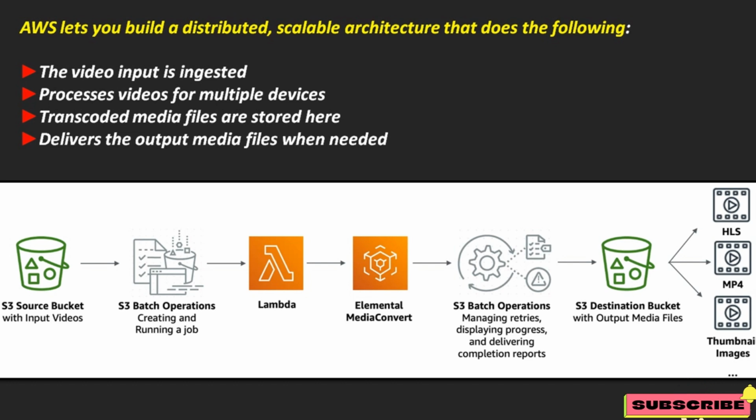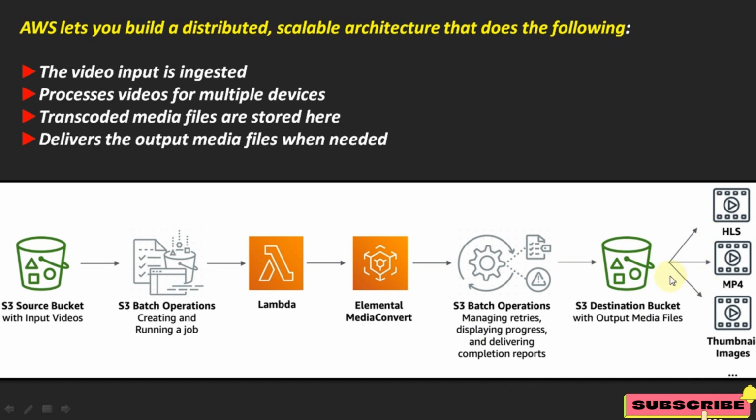So AWS lets you build a distributed, scalable architecture that does the following process. The video input is ingested, videos are processed for multiple devices, and the output media files are delivered when needed. If you have lots of videos in Amazon S3, you can just transcode them into different formats, sizes, and resolutions depending on what devices or player you are using. And AWS Lambda functions can be invoked for existing input videos in an S3 source bucket with S3 Batch Operations. So AWS Elemental MediaConvert is then called by Lambda functions to transcode video. An S3 bucket is used to store the converted output media files.